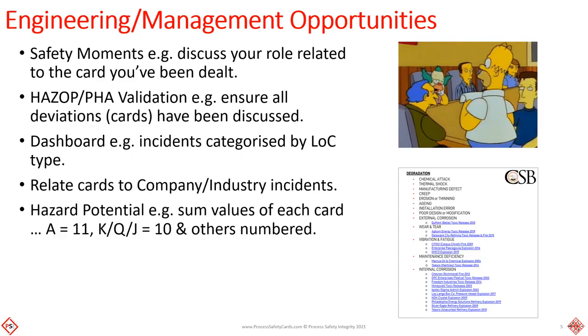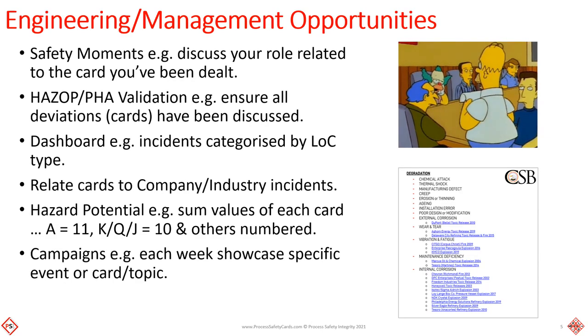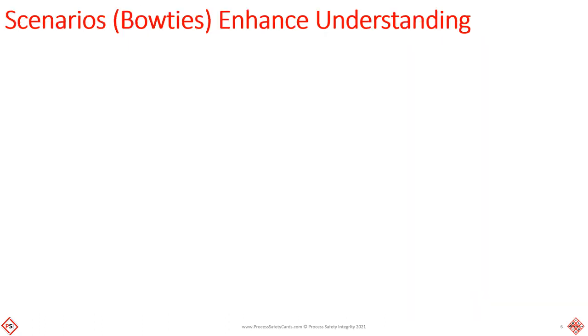Hazard potential. For example, add up the values of each card. Ace is 11, King, Queen and Jack are 10, and other cards are numbered. Campaigns. For example, each week, showcase specific events or card topics. Scenarios or bow ties enhance understanding.